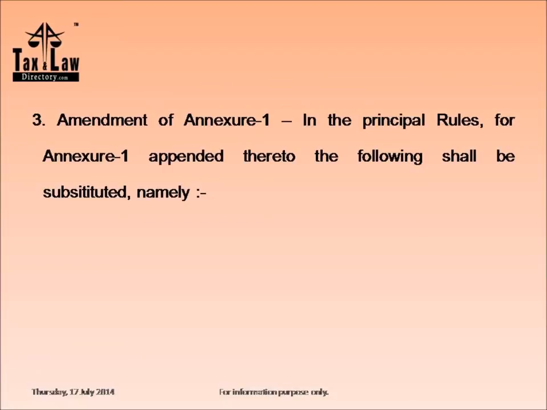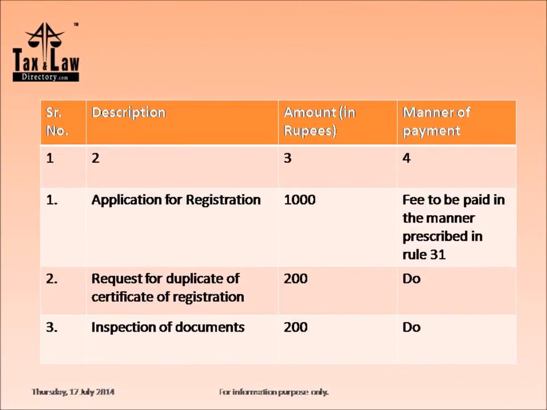Amendment of Annexure 1. In the principal rules, for Annexure 1 appended thereto, the following shall be substituted, namely: application for registration, prescribed fee is Rs. 1000, manner of payment, fee to be paid in the manner prescribed in Rule 31. Request for duplicate of certificate of registration, fee Rs. 200. Inspection of document, fee is Rs. 200.